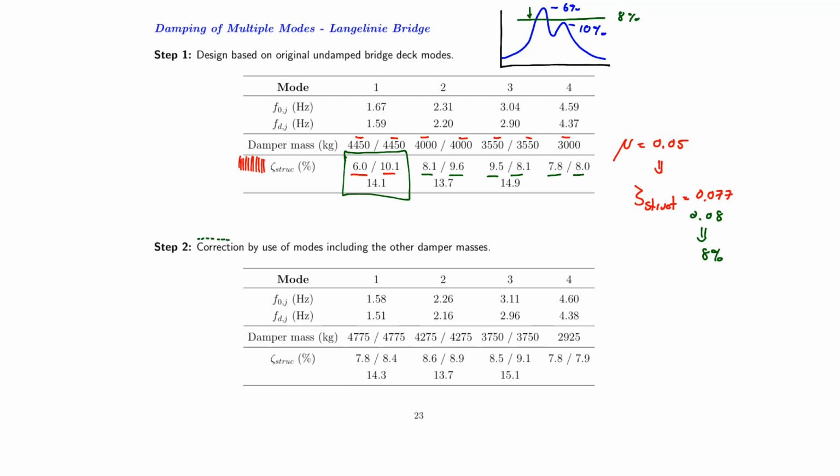What was then done was a step 2, a correction, where we simply repeated the modal analysis, but for each of the modes, we included the damper mass. So we simply assumed on the bridge deck that we now attached the TMD masses at the different points, the 7 TMD masses that we applied on the bridge. And then we simply ran the procedure one more time. And it turns out that for mode number 1, which was the critical one, we now suddenly got much closer to our desired 8%. And that solved the problem.